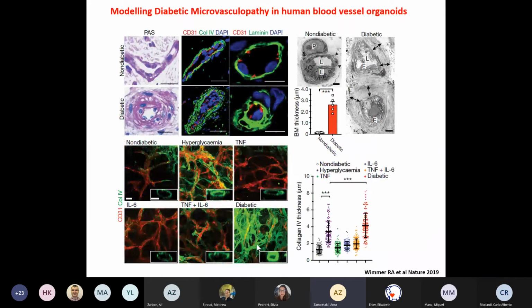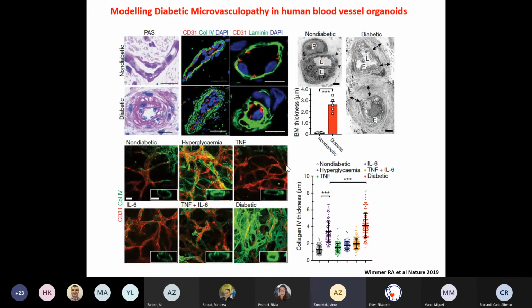So diabetes has a very severe effect in the microvasculature. As you can see here, these are microvessels from diabetic patients. You actually have increased deposition of extracellular matrix of collagen 4 and laminin, so that the basal membrane is thickened. And this thickening actually leads to a stiffening of the vessels in diabetic individuals.